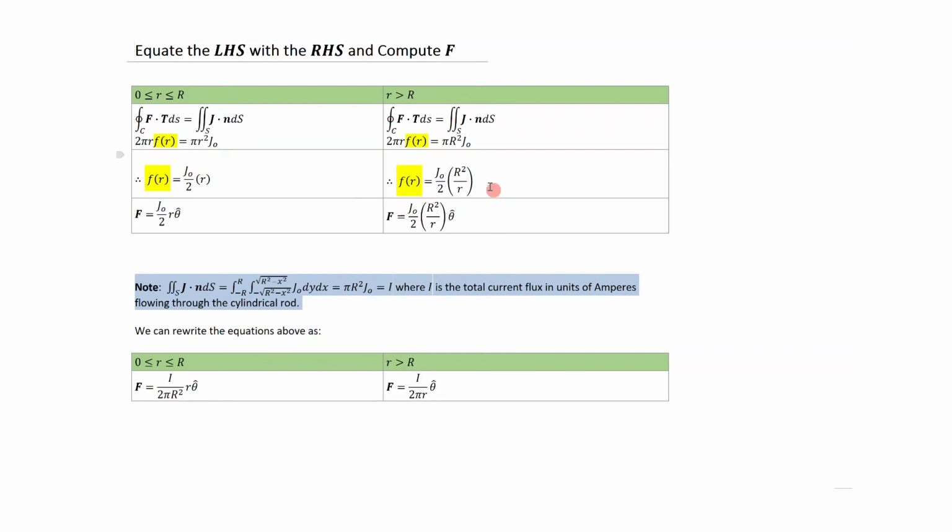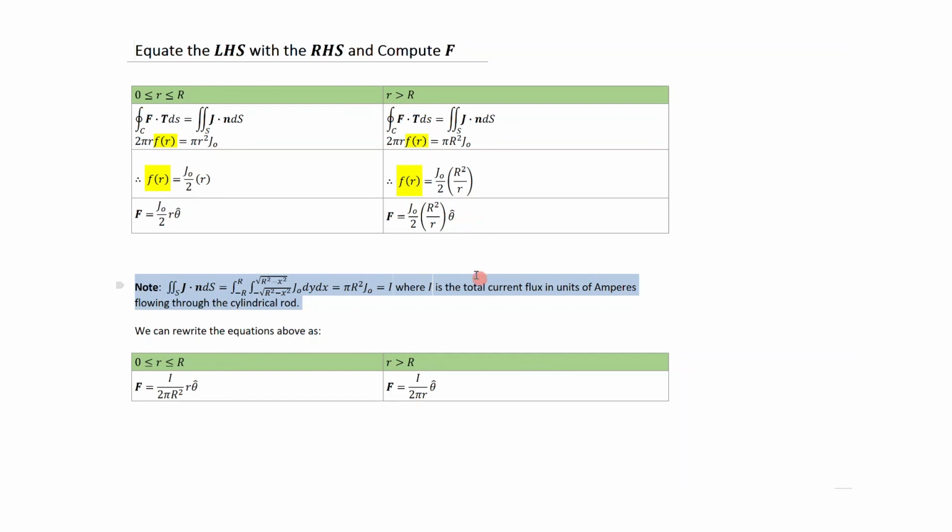Now we need to know what the vector form is. We know that the field points in the theta hat direction, so the field is just the magnitude times the field direction. We end up with the final result, the field looking like this for the case 0 less than or equal to r less than or equal to capital R, and for r greater than capital R.